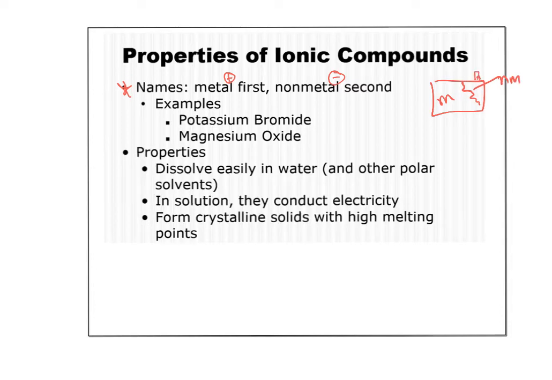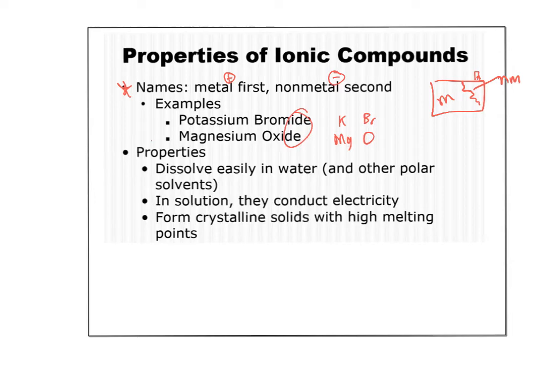Okay, so potassium bromide, magnesium oxide, what I noticed is the endings change of the non-metals. So really, this is just potassium bonded with bromine. This is just magnesium bonded with oxygen, but don't let those ides mess you up. We'll focus on that later this unit.